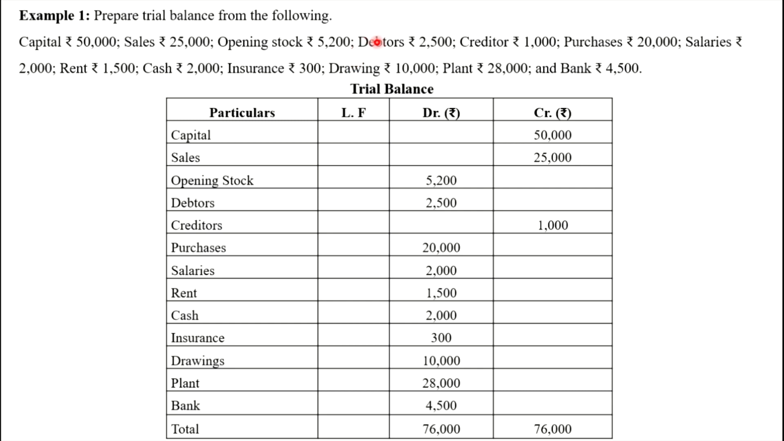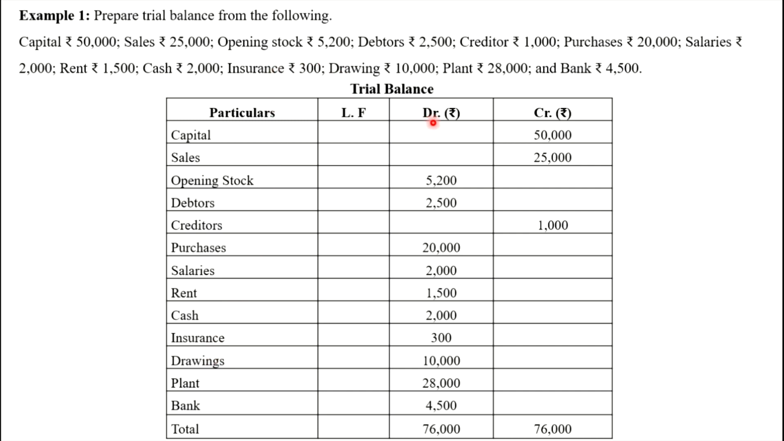Okay, first of all, we have to identify what are our assets and expenses accounts, because those accounts we record on the debit side. And what are our liabilities, capital and income, that we record on the credit side. First step of preparing the trial balance is we have to write down all the accounts. That I have written: capital, sale, opening stock, debtors, creditors, purchases, salaries, rent, cash, insurance, drawings, plant, bank. These are all the accounts which are given in the problem.